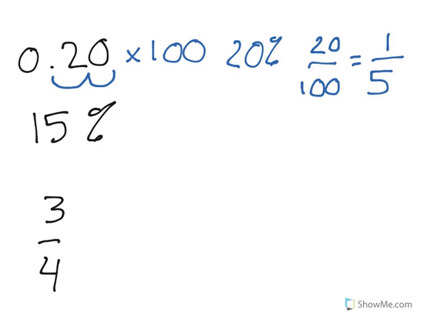If you didn't recognize that you could divide the top and bottom by 20, you could always divide by 2, by 5, by 10, anything that they're divisible by, and keep reducing until you get down to 1/5.